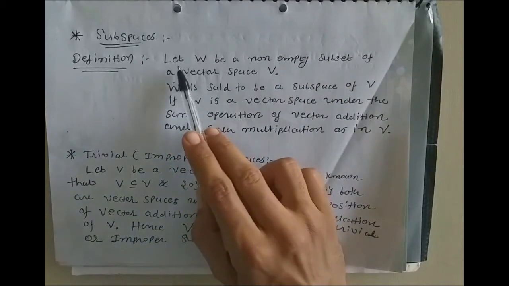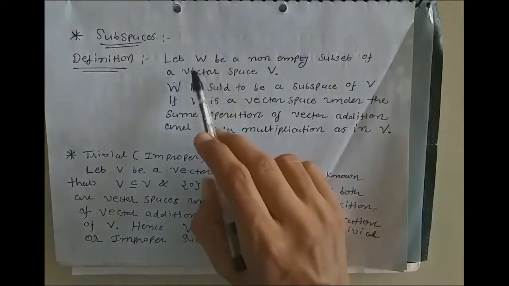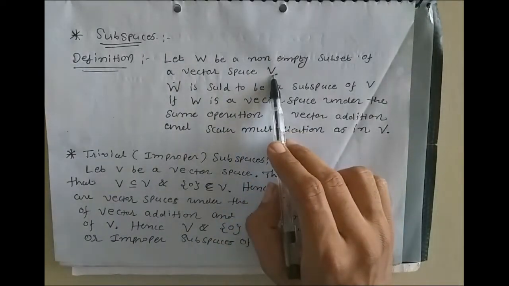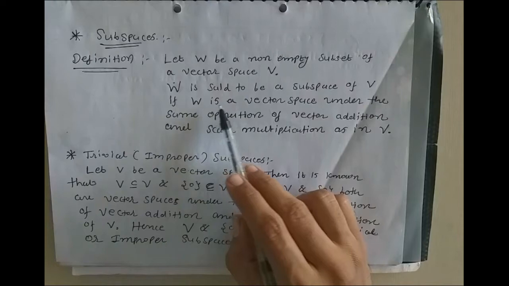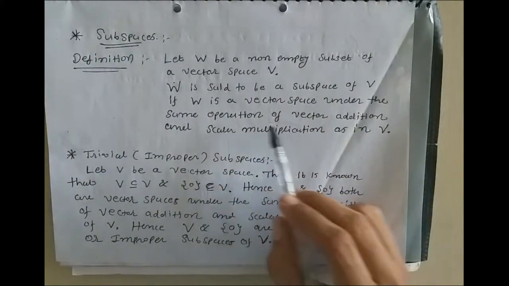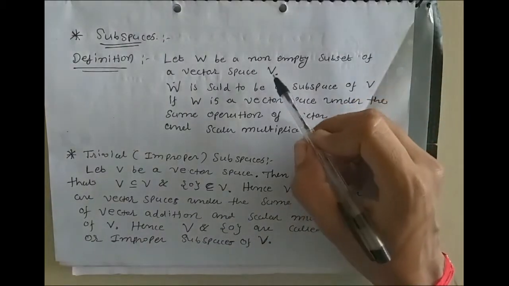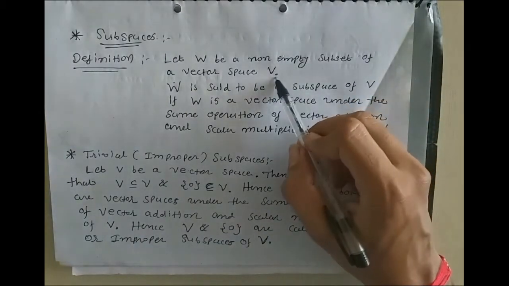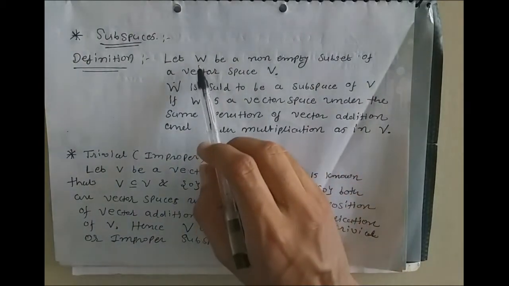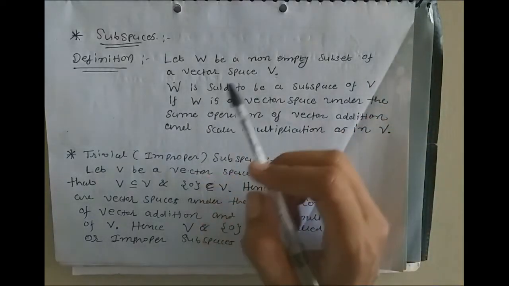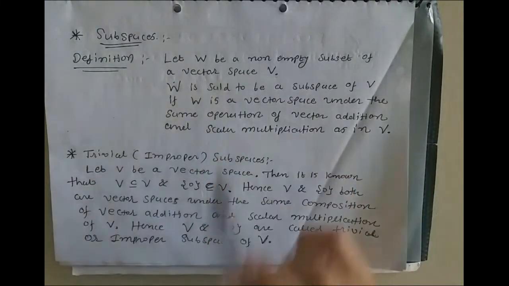The definition says: let W be a non-empty subset of a vector space V. Here we have considered V as a vector space, and W is a non-empty subset of V. Now, W is said to be a subspace of V if W is a vector space under the same operations of vector addition and scalar multiplication as in V. Which means that V is a vector space with binary operation vector addition and scalar multiplication, and W is a non-empty subset of V. If W is also a vector space under the same operations as in V, then we can say that W is a subspace of V.